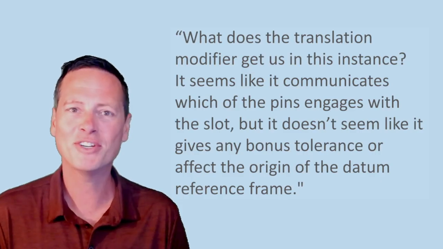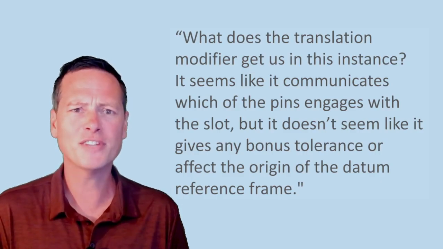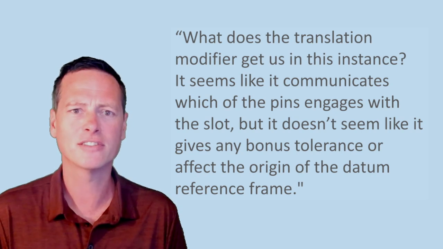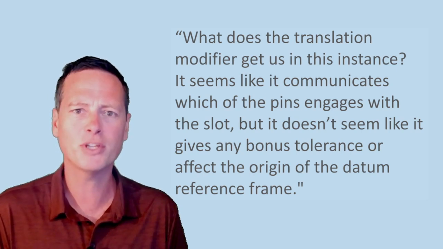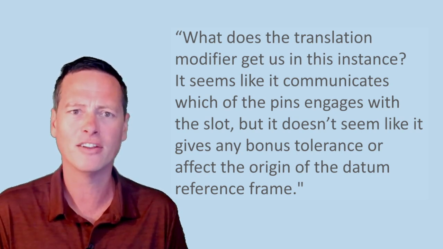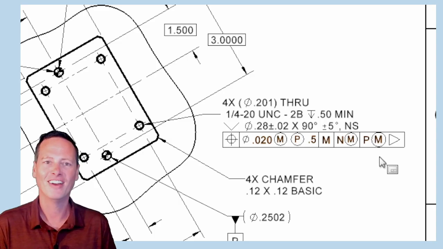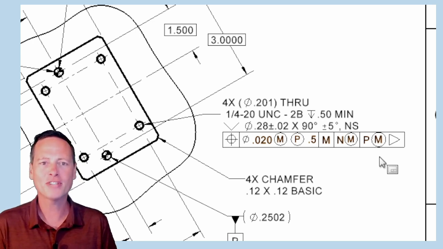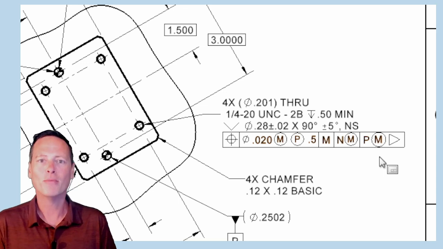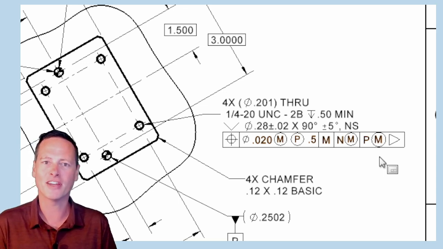So then our commenter continues, "What does the translation modifier get us in this instance? It seems like it communicates which of the pins engages with the slot, but it doesn't seem like it gives any bonus tolerance or affect the origin of the datum reference frame." All right, let's first talk about bonus tolerance. Bonus tolerance is a great concept, but when you see these material modifiers like this circle M in the datum references, that is not really anything to do with bonus tolerance.